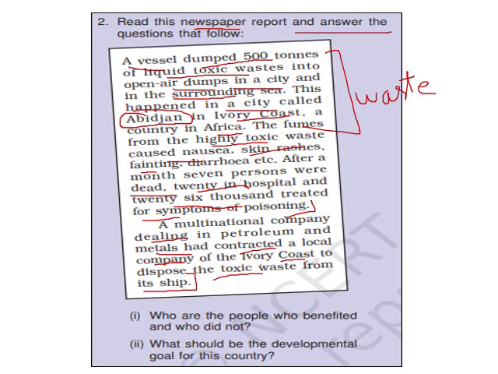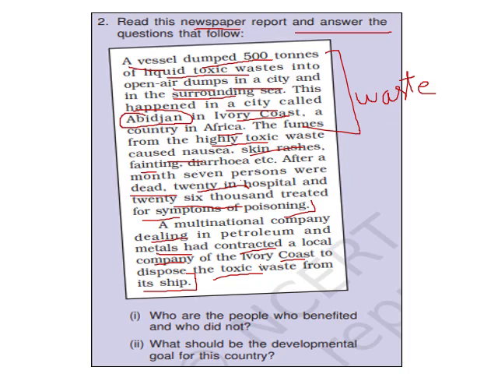Again, let me explain it to you. It is talking about a city called Abidjan, which is in Ivory Coast of Africa. Ivory Coast is basically a country of Africa, a smaller country it is, and Abidjan is a small city in Ivory Coast. Now a vessel used to dump 500 tons of liquid toxic waste into the open. So what happened in the surrounding sea area of Abidjan? They just deposited that 500 tons of liquid waste.